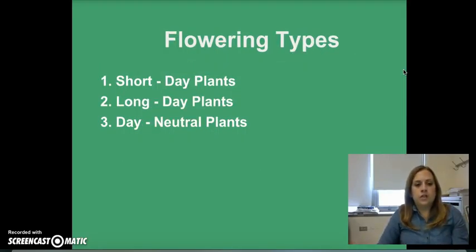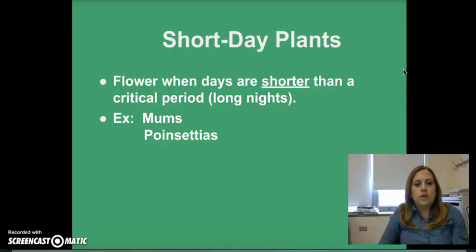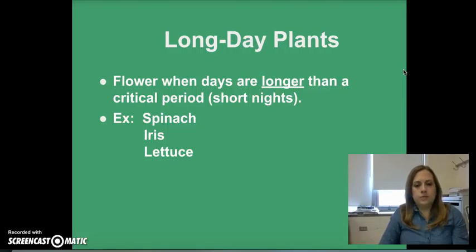Now we've got different types of plants that respond to lights differently. So we've got short day plants, long day plants, and then day neutral plants. So short day plants flower when days are shorter than a critical period. And really what we're looking at here is those are going to be long night plants. So mums and poinsettias are a good example.